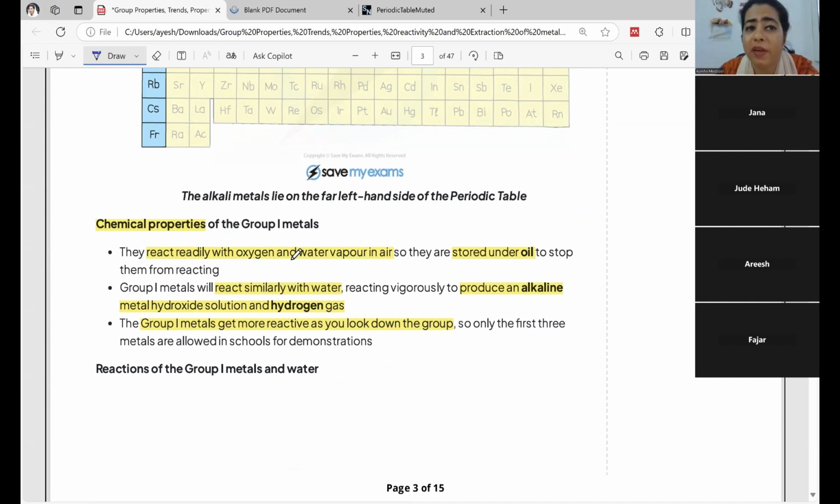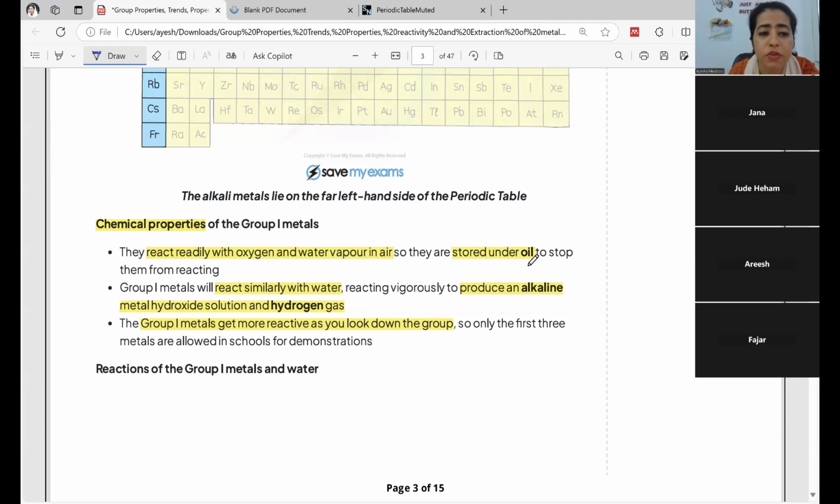So if they can easily react, it means we cannot store them open in any bottle in the laboratory. Because they will just take oxygen and water vapors from the air and react quickly. Okay, so we have to store them under oil. We have to take the block of the metal and dip it in the oil. Inside the oil, the oil will prevent the reaction, stopping them from reacting with oxygen and water vapors.